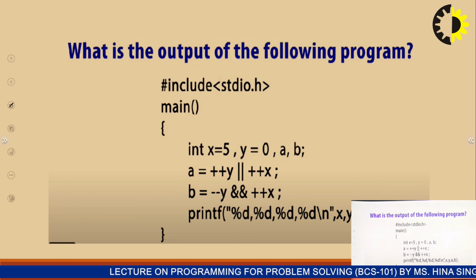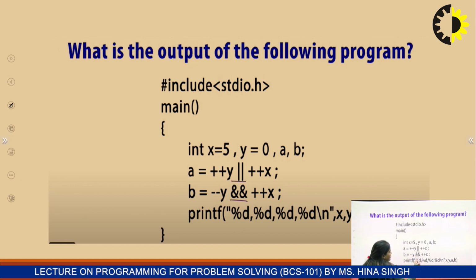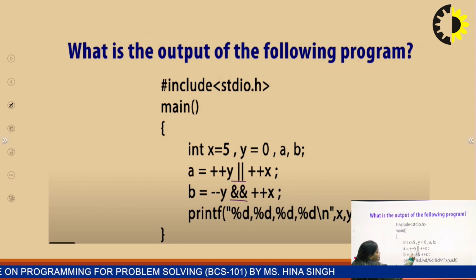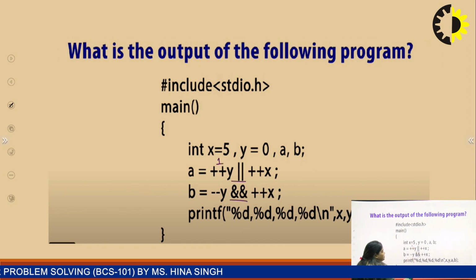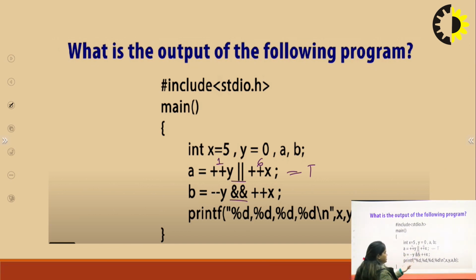Now, let's solve one more question. Here there is also logical OR and logical AND. Let's solve this. X is equal to 5, y is equal to 0. Now, this is pre-increment of y, so y is incremented to 1. And this is again 6. Both are true, so again the answer will come true. Then A will be true, and the answer will come true for y, as y has become 1.